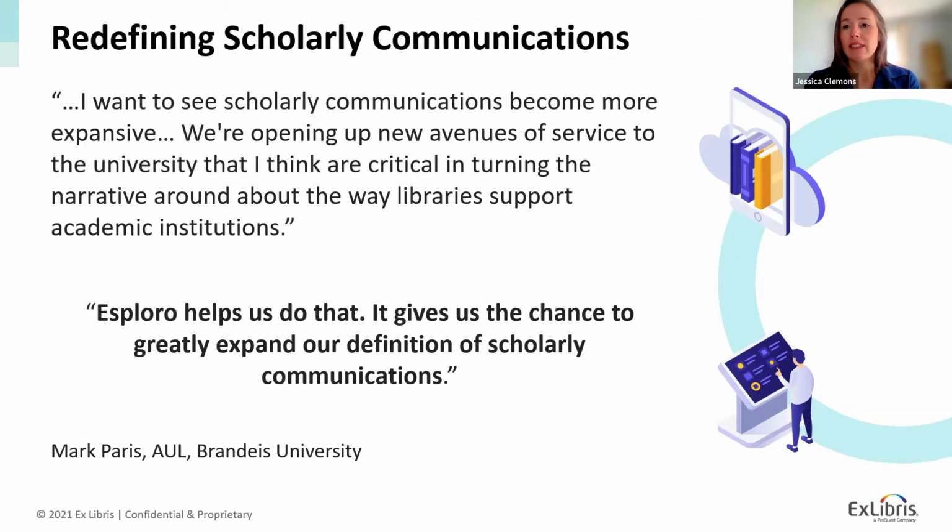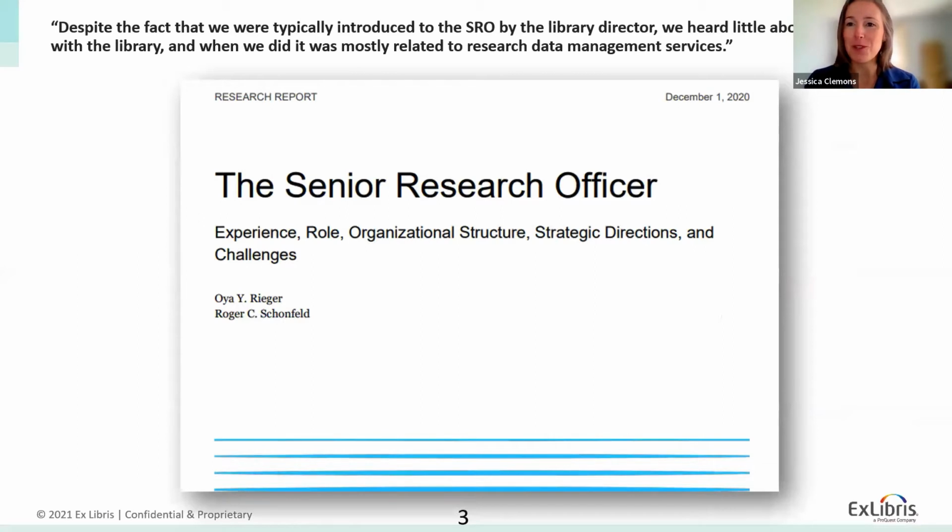And I think despite the success story at Brandeis and some of our other partners, it's really difficult to get the attention of the senior research officer or the research office, which I believe is a key partner. I'd be interested to hear if any of you agree or disagree about partnering with the research office in particular. And the senior research officer, or typically named the vice president or vice provost of research, is, in my opinion, that key library supporter. Ex Libris sponsored this Ithaca S+R Report in late 2020.